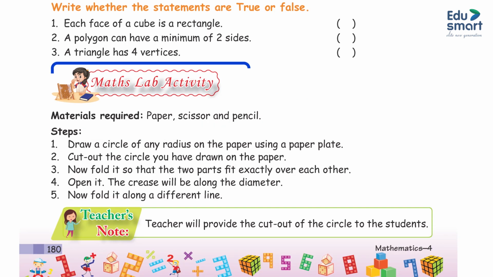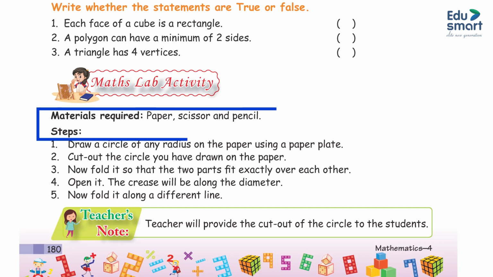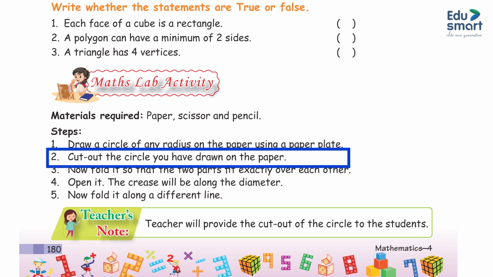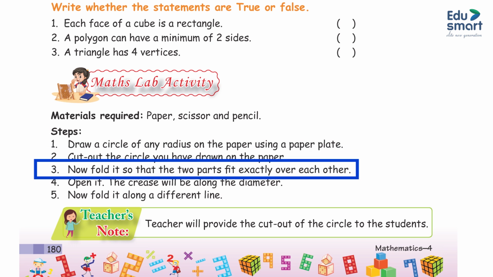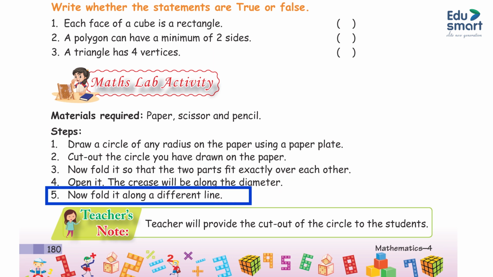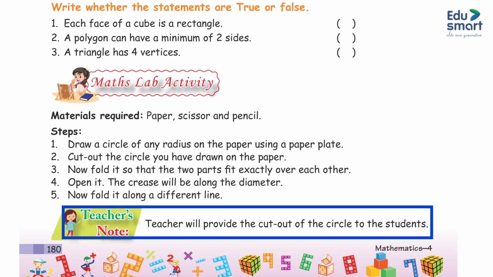Maths lab activity. Materials required: paper, scissors and pencil. Steps: 1. Draw a circle of any radius on the paper using a paper plate. 2. Cut out the circle you have drawn on the paper. 3. Now fold it so that the 2 parts are exactly over each other. 4. Open it. The crease will be along the diameter. 5. Now fold it along a different line. Teacher's note: the teacher will provide the cut out of the circle to the students.